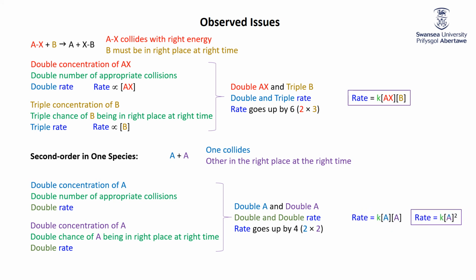This would be a case in which the rate is equal to k times the concentration of A squared, because you're doubling the A's that can have the collisions, which I've expressed in this sort of blue color here, and you are doubling the number of A's that can be in the right place at the right time, expressed in this purple. Obviously the A's are the same, but when you double the amount of A, you have the effect of doubling that and doubling that.